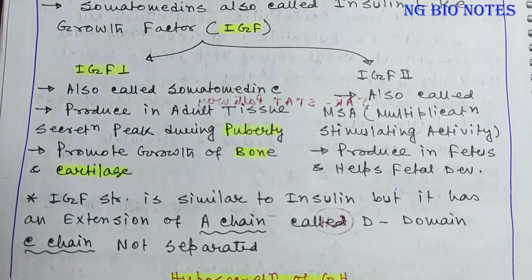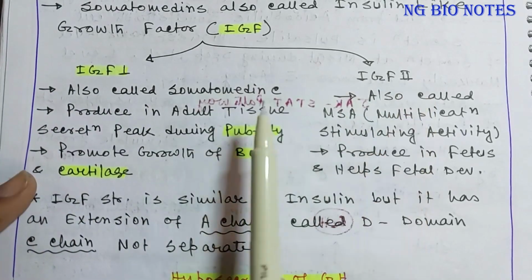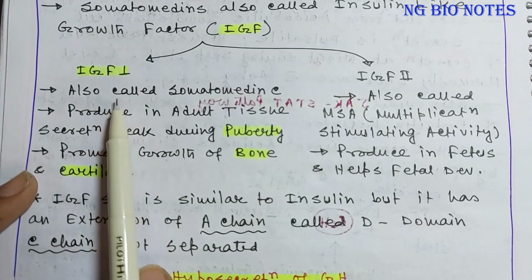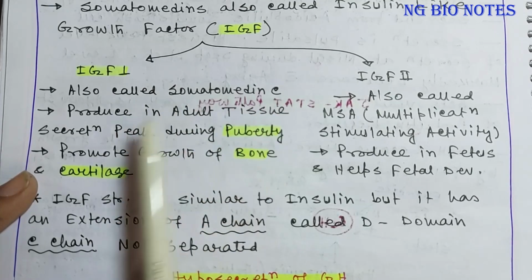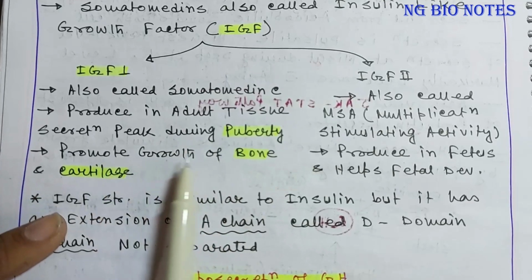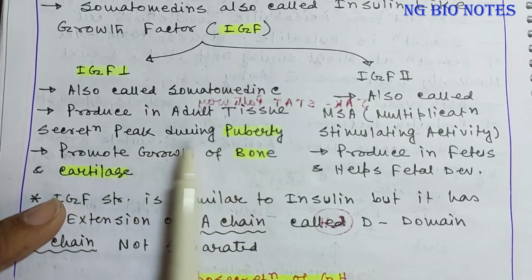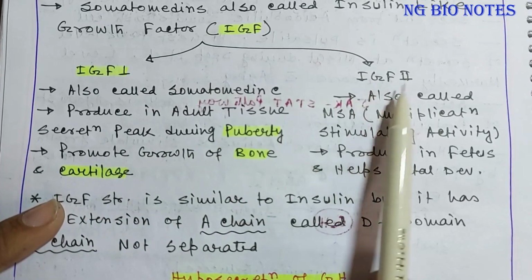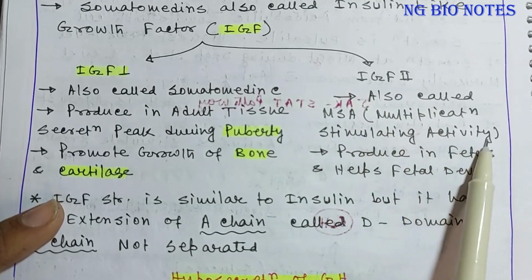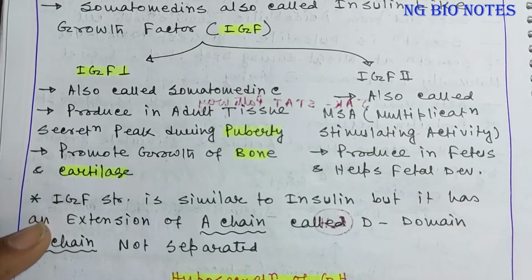Insulin-like growth factor is of two types: insulin-like growth factor 1 and insulin-like growth factor 2. Insulin-like growth factor 1 is secreted during puberty, and is also known as somatomedin C. It is produced in adult tissue, its secretion peaks during puberty, and it promotes growth of bones and cartilage, so its function is similar to growth hormone. Insulin-like growth factor 2 is also known as MSA, or multiplication stimulating activity, and it is produced in the fetus and helps in fetal development.